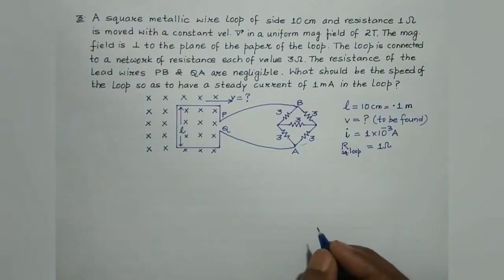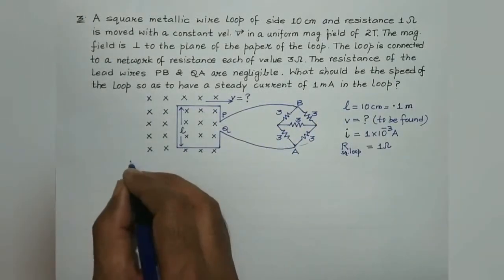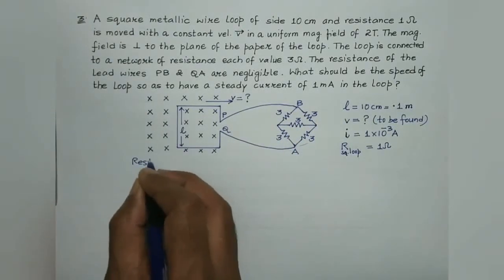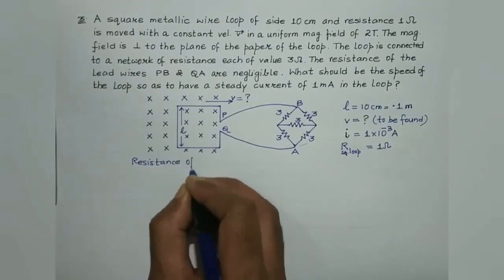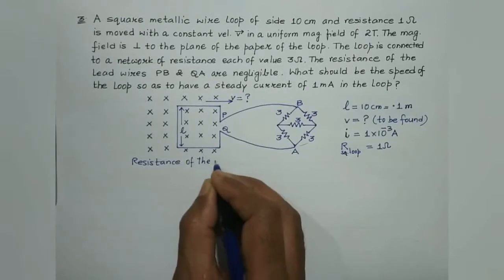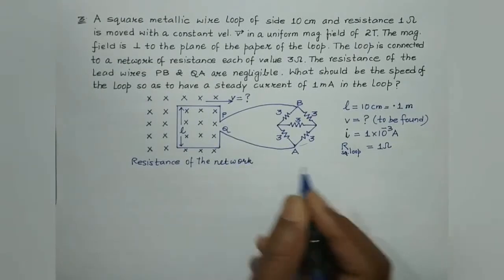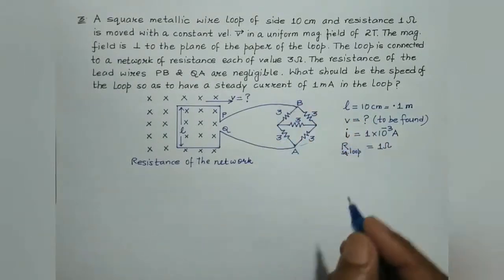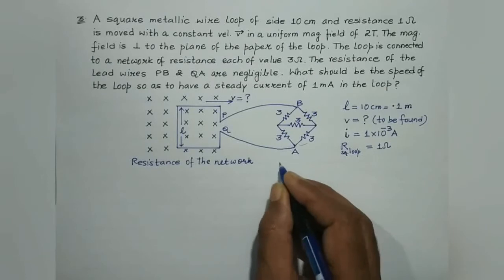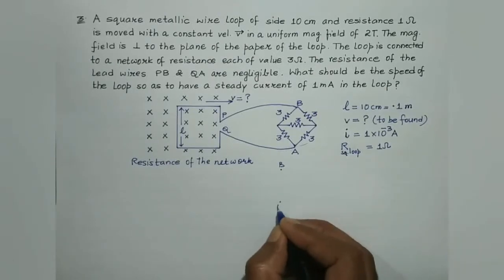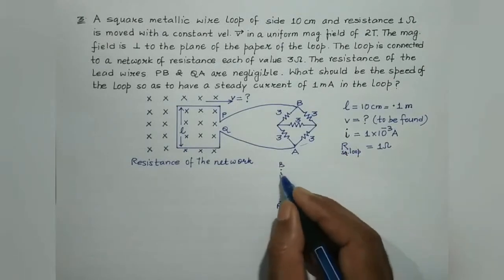Now let us determine the resistance of this network. Let's find out the resistance of this network. This is point B. This is point A, right? Now let's find out the effective resistance between the points A and B.